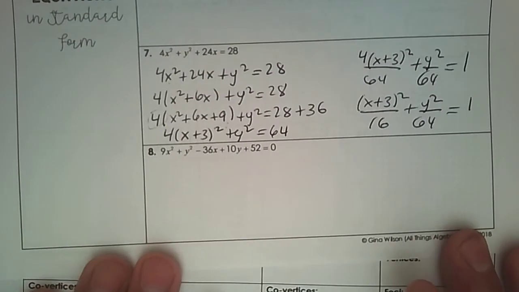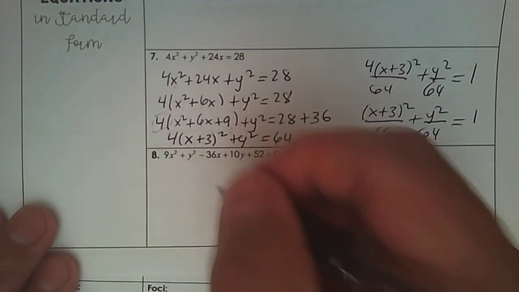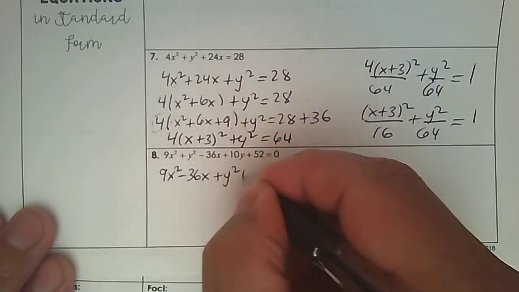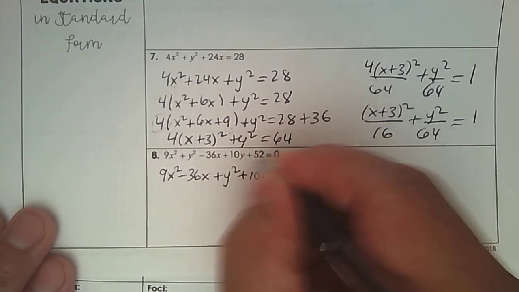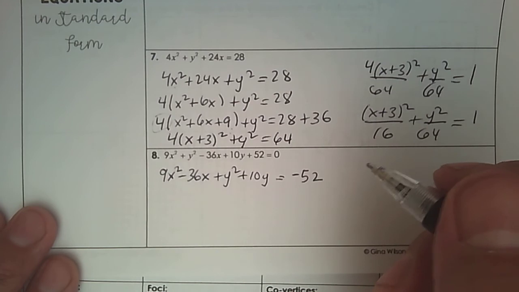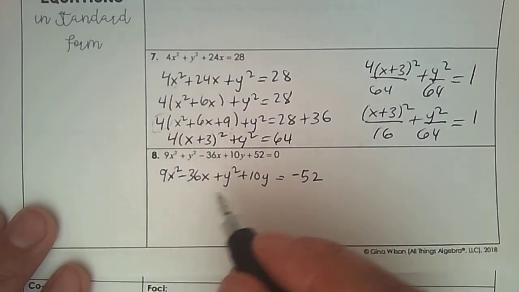Number 8. Let's try again. So step 1. Can I put the x's and y's together? So I have a 9x squared and a negative 36x. I have a y squared and a 10y. And then the constant I'm going to subtract to the other side. That's negative 52. Now, I need to notice, can I complete the square for each one?